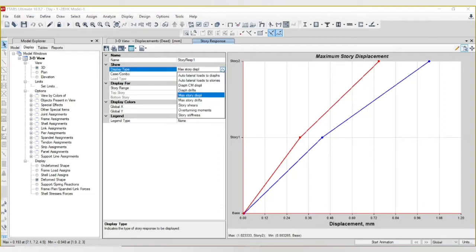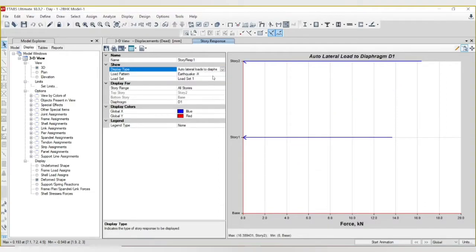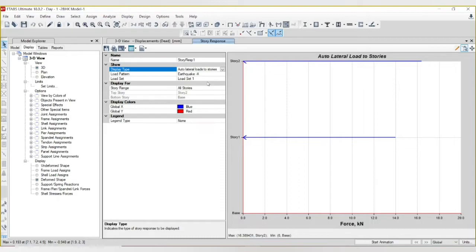Let us see the rest of the things. Auto lateral force: what is the force which is acting in the structure in the first story. You can see the earthquake force created is around 13.8 kilonewton and the second floor carries 16 plus kilonewton of force which is acting in X direction. And these are the auto lateral forces in the story.